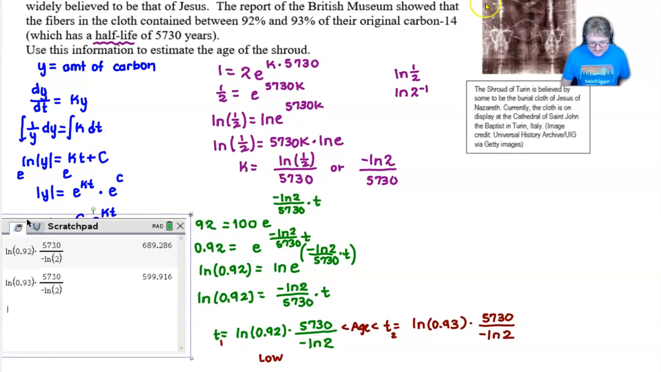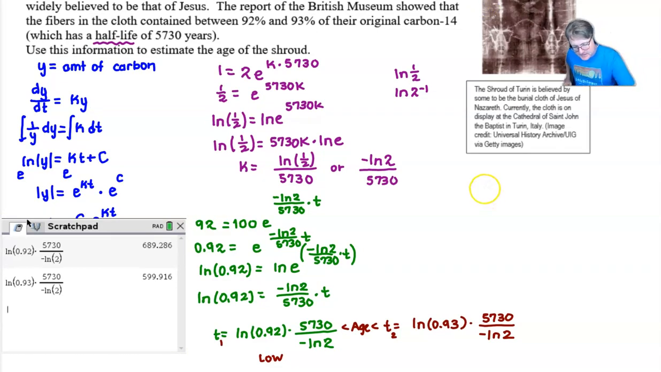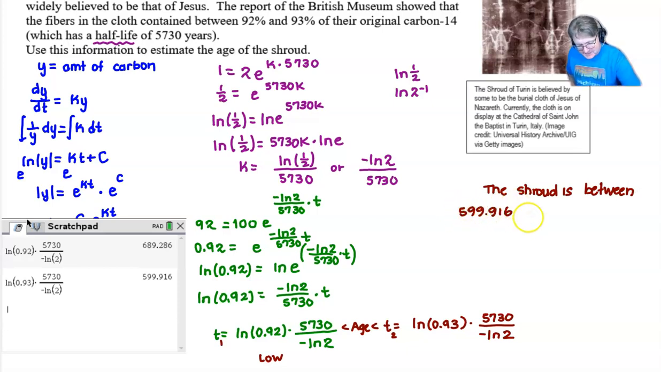And let's adjust my window so it looks a little more attractive here. All right. And so what we've determined, use this information to estimate the age of the shroud. Well, we're going to say that the shroud is between, and I guess if we want to be very, very good AP students, let's go ahead and round this to 3 decimal places. I would probably say that that's overkill for a problem like this, and you could round to the nearest year. But let's keep with the spirit of the exam. So the shroud is between 599.916 and 689.286 years old.